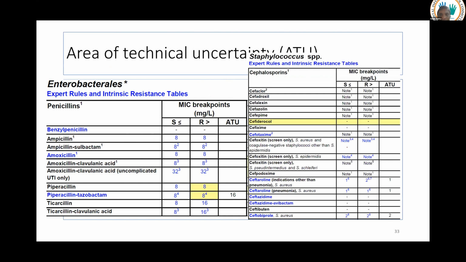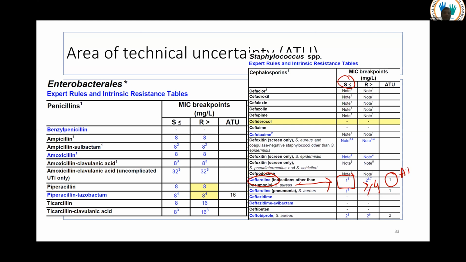This is another example, a Staphylococcus breakpoint of EUCAST. One example I will show you, ceftaroline. Here you can see the ceftaroline Staphylococcus breakpoint. Less than or equal to 1 is considered as susceptible. More than 2, that is greater than or equal to 4, is considered as resistant. Here you can see MIC of 1 is an ATU breakpoint.